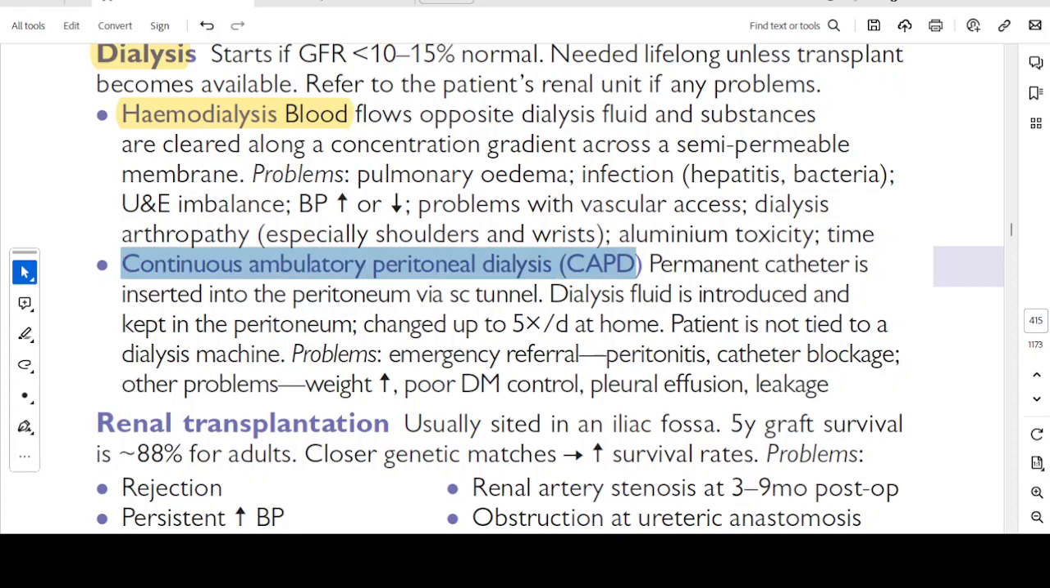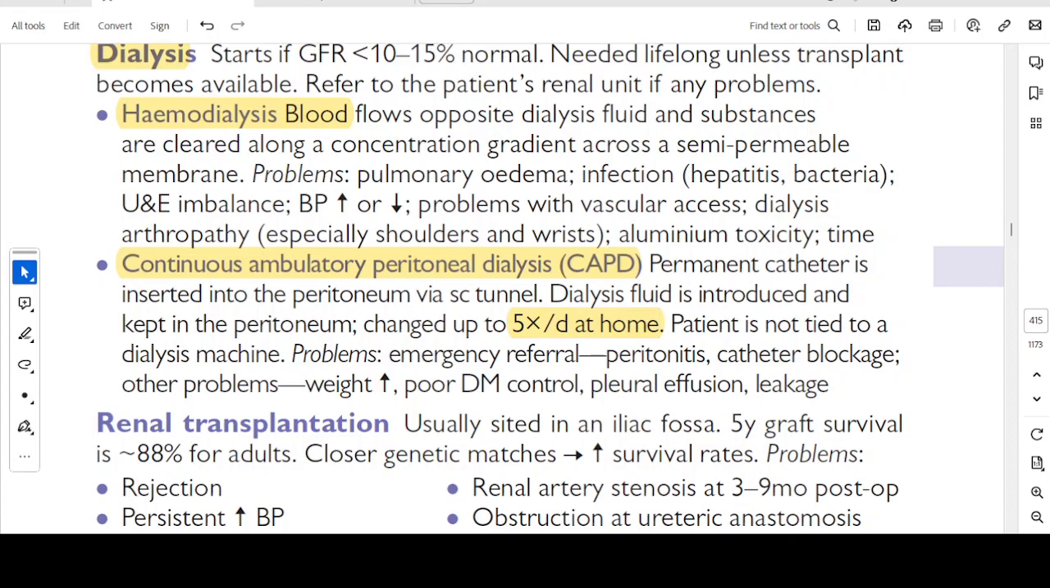Continuous ambulatory peritoneal dialysis. A permanent catheter is inserted into the peritoneum via a subcutaneous tunnel. Dialysis fluid is introduced and kept in the peritoneum, changed up to 5 times a day at home. The patient is not tied to a dialysis machine.